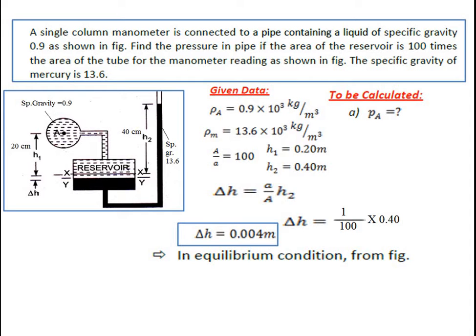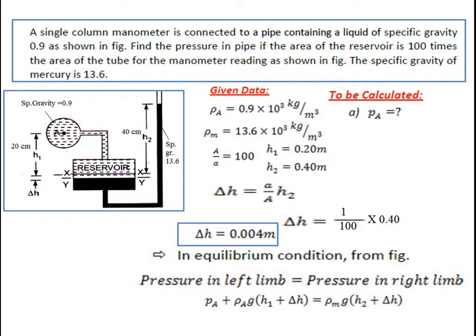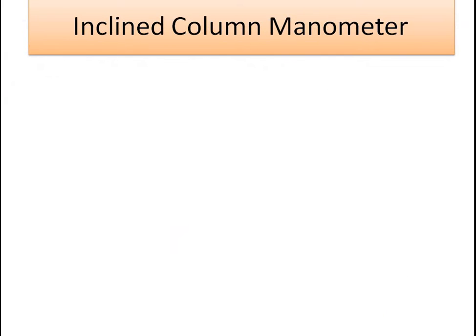Now in equilibrium condition, from the figure we know that the pressure in the left limb is equal to the pressure in the right limb. So PA plus rho A g (H1 plus delta H) is equal to PM plus rho M g (H2 plus delta H). Putting in the values, we get PA equals 51.89 into 10 to the power 3 Newton per meter square.